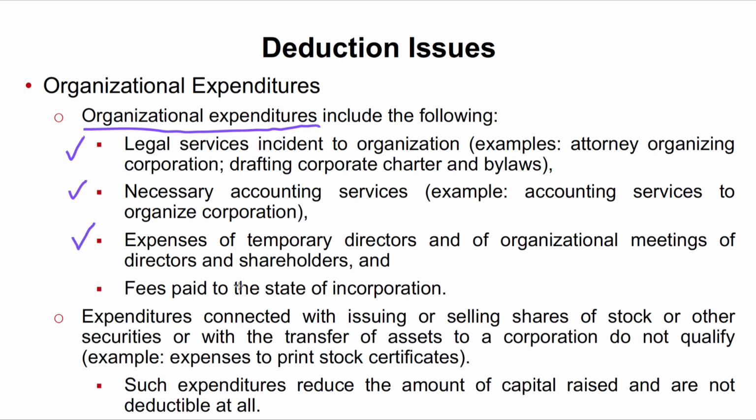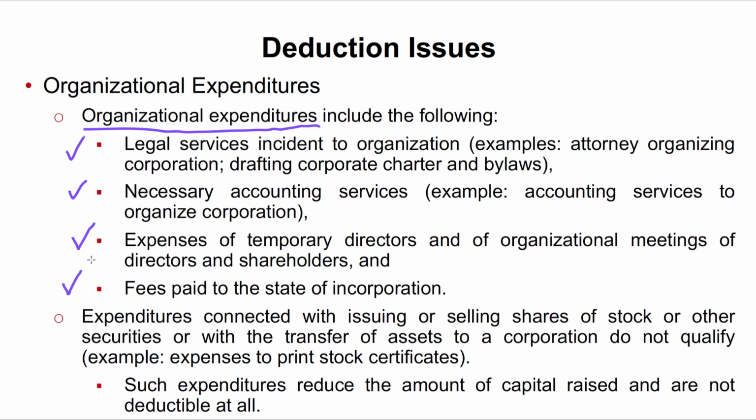And finally, here's probably the most that we know when we think of organizational expenditures, and that's fees paid to the state of incorporation. So if you're filing your articles of incorporation with the state of Delaware, organizing your corporation, all that stuff, you pay a fee. Guess what? That gets added into organizational expenditures, and boom, we apply those rules. 180 months, or you can do the $5,000 immediately.